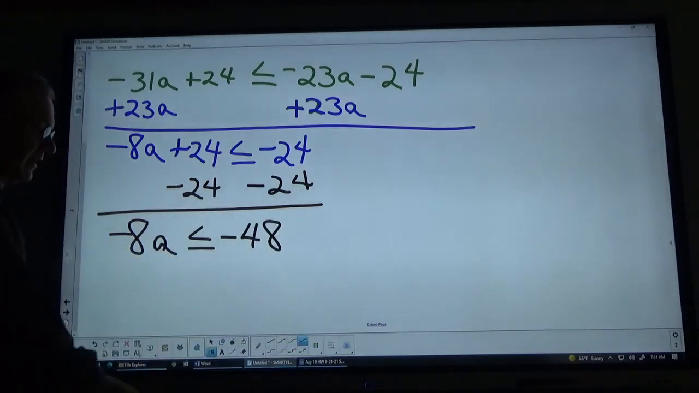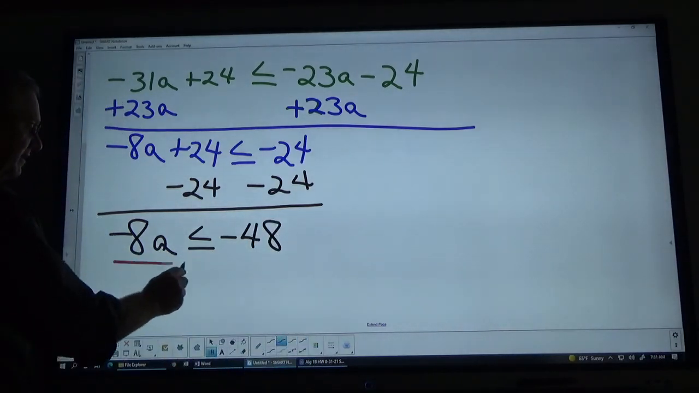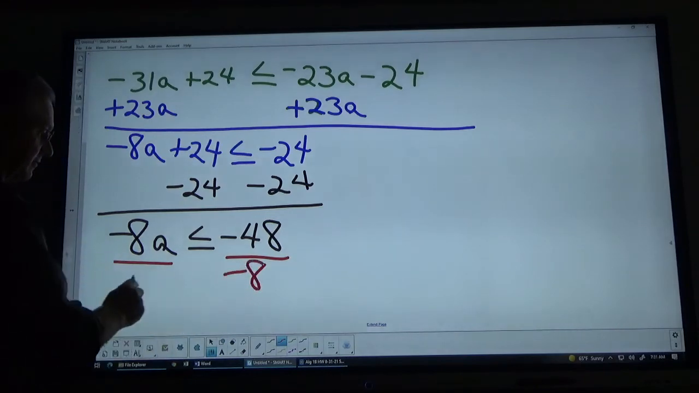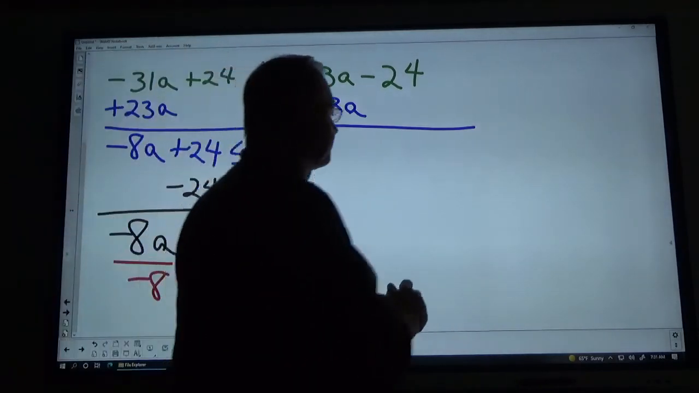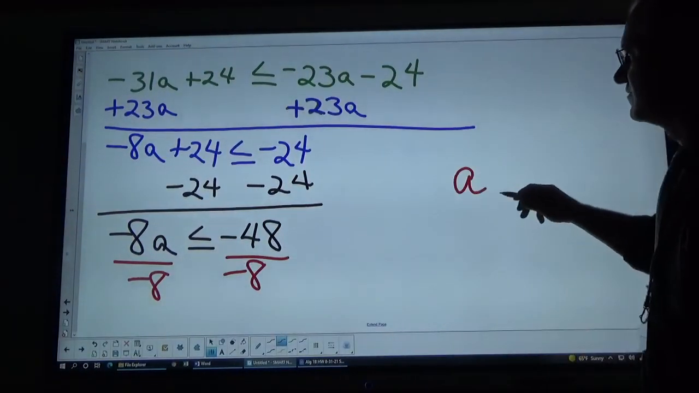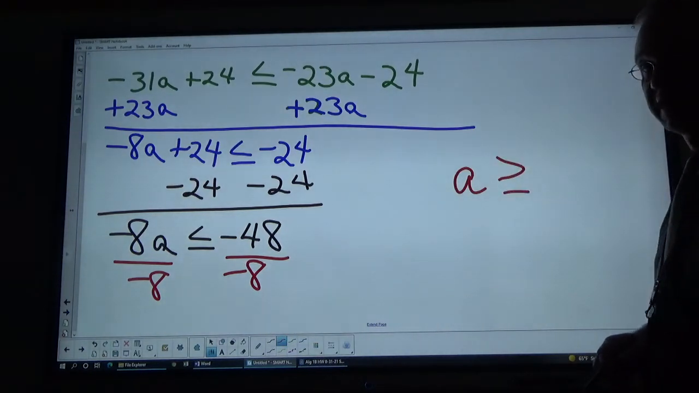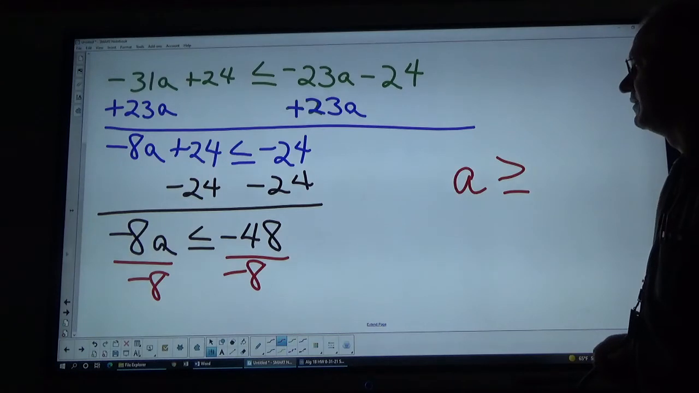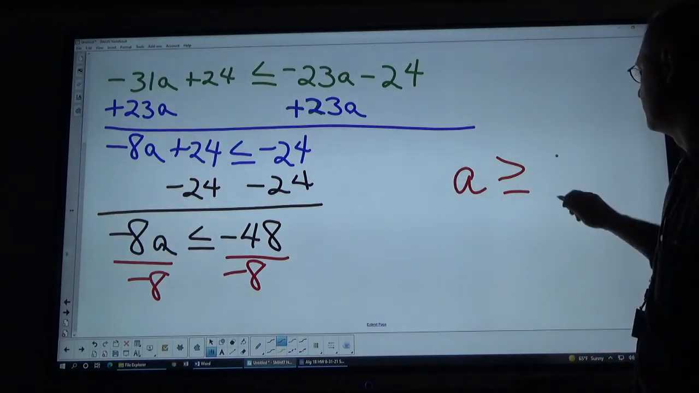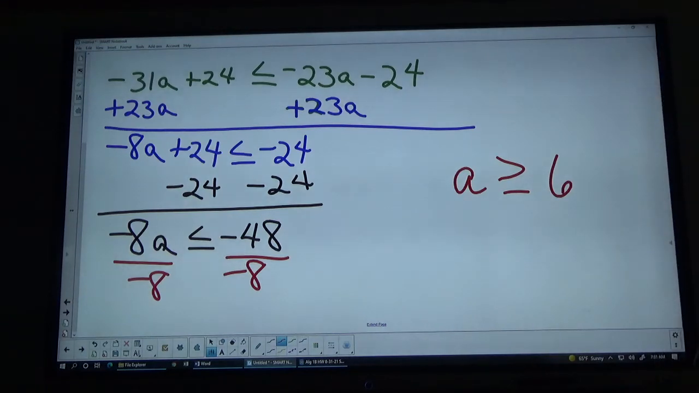And we wrap it up with dividing by a negative 8. A is going to change direction of the inequality because of dividing by a negative, and 48 divided by 8, negative is positive, 6. A is greater than or equal to 6.